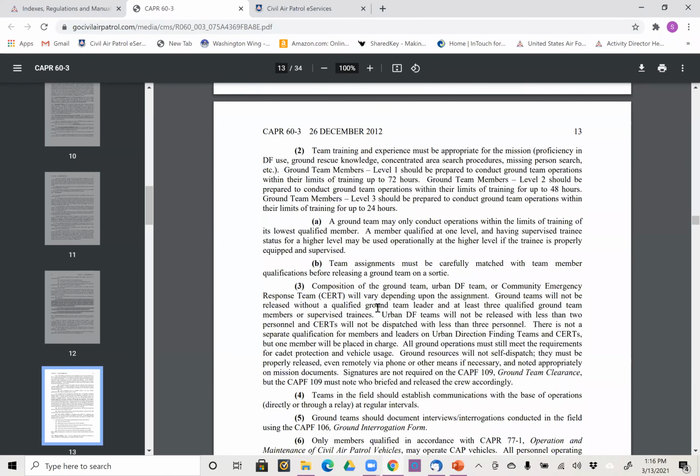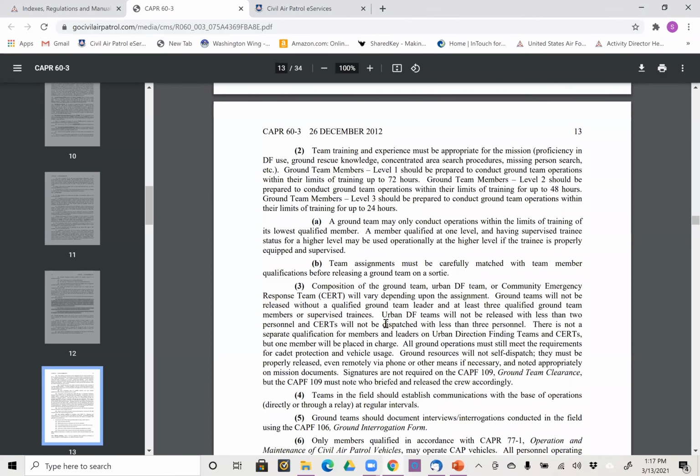Okay, all right, I'll circle back and catch up. So a ground team, then a DF team should have a minimum of how many people? Hint, hint, hint. 5. The basic 4 plus the direction finder. If it's just a DF team, it's not released with less than 2 people.